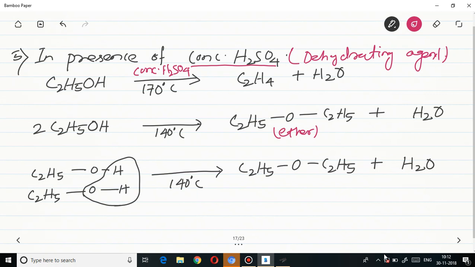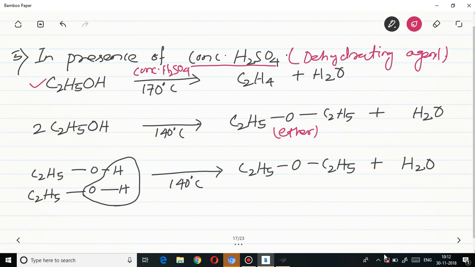See here, I have taken 2 ethanol, I have written 1 ethanol over here and 1 ethanol over here. In this case, since temperature was more, from one molecule, one water molecule was removed. Here, since temperature is less, from two molecules of ethanol, one water molecule will be removed.